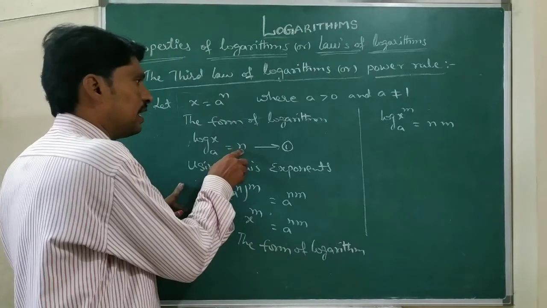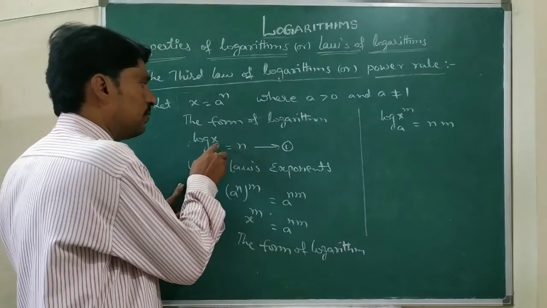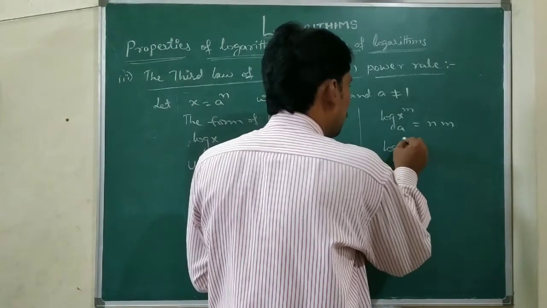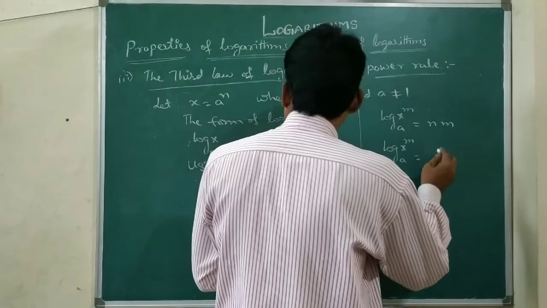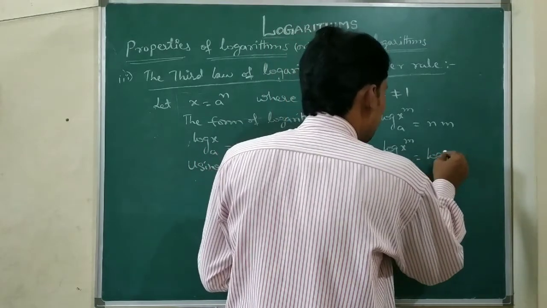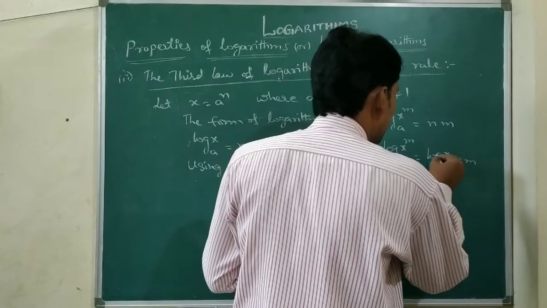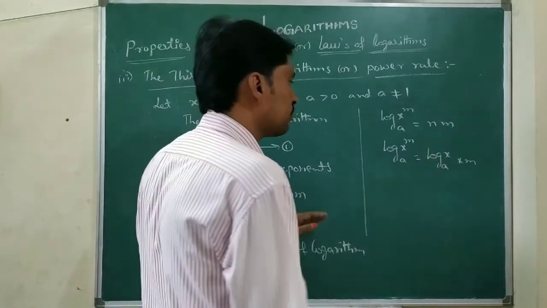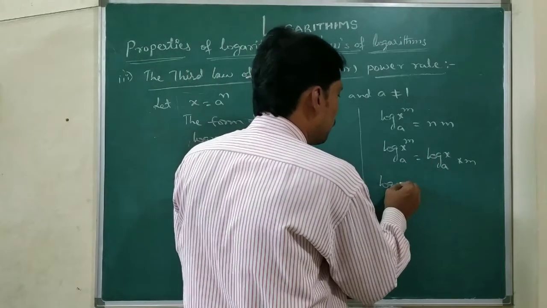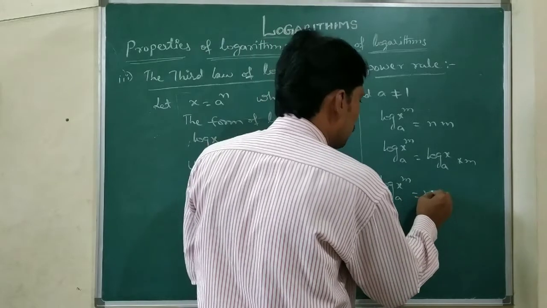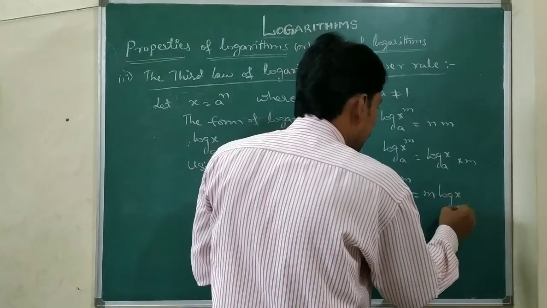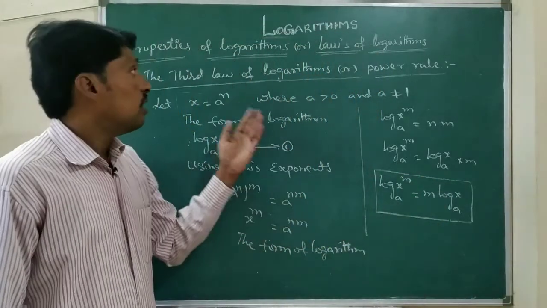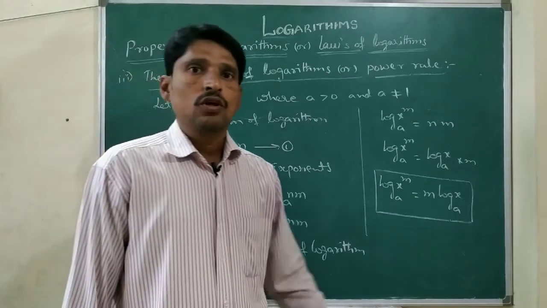So here from equation number 1, n means log x to the base a. So log x power m to the base a equals n, which means log x to the base a into m. So m we need to take first. So log x power m to the base a equals m log x to the base a. This is the power rule or third law of logarithms.